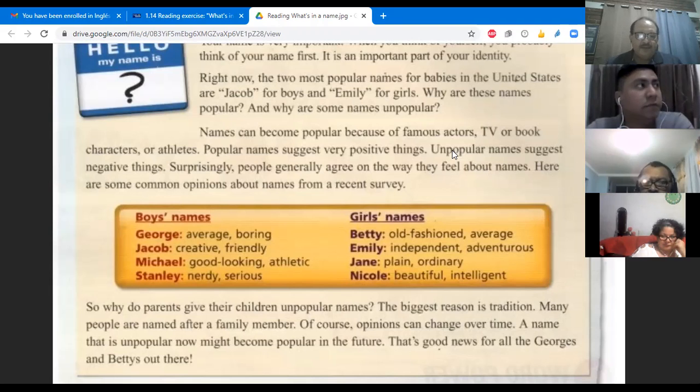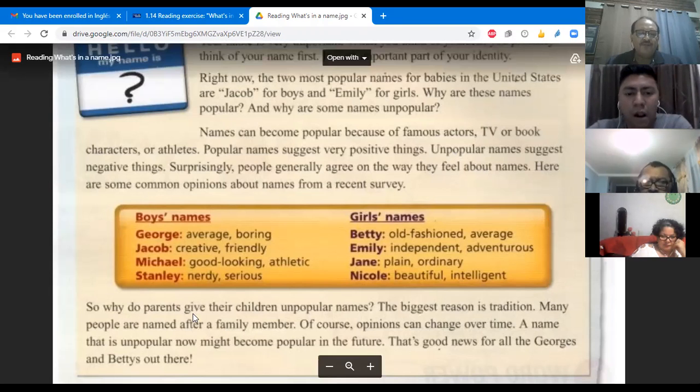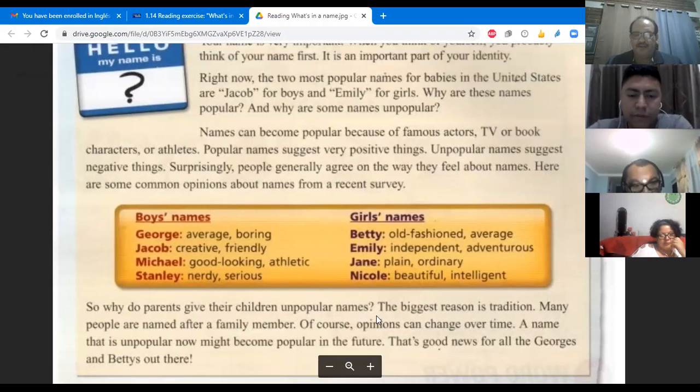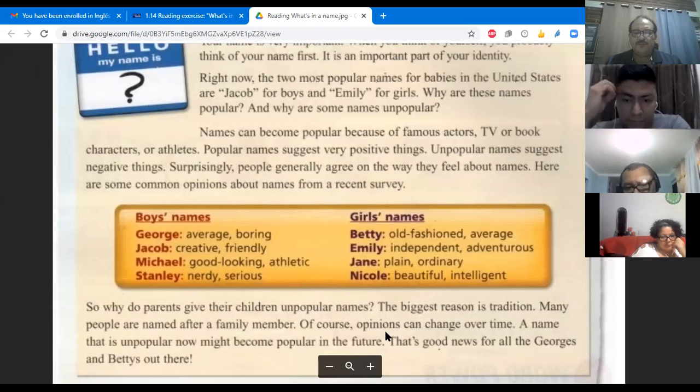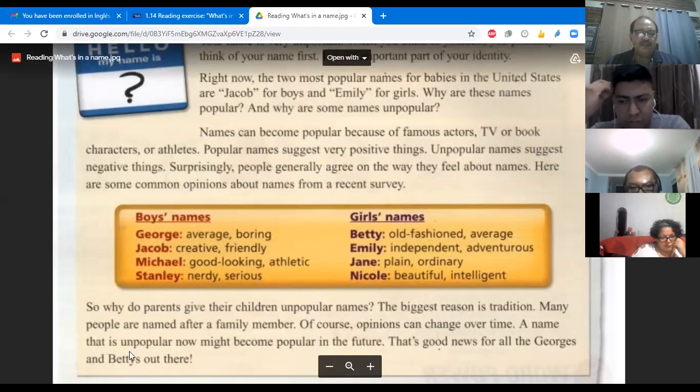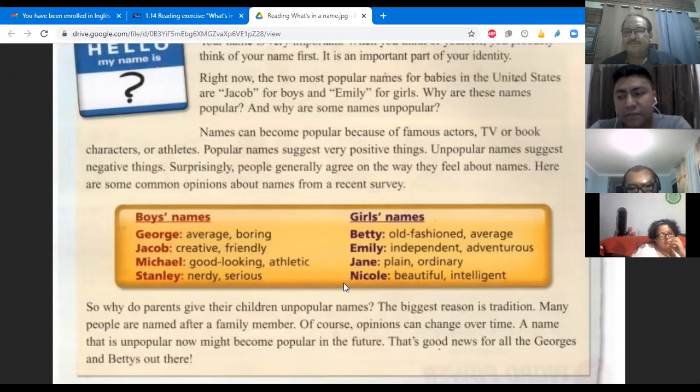Then, in the last paragraph here it says, so, why do parents give their children unpopular names? The biggest reason is tradition. Many people are named after a family member. Of course, opinions can change over time. A name that is unpopular now might become popular in the future. That's good news for all the Georges and Bettys out there. Okay, so you see, they are tendencies. You're frozen. Am I?